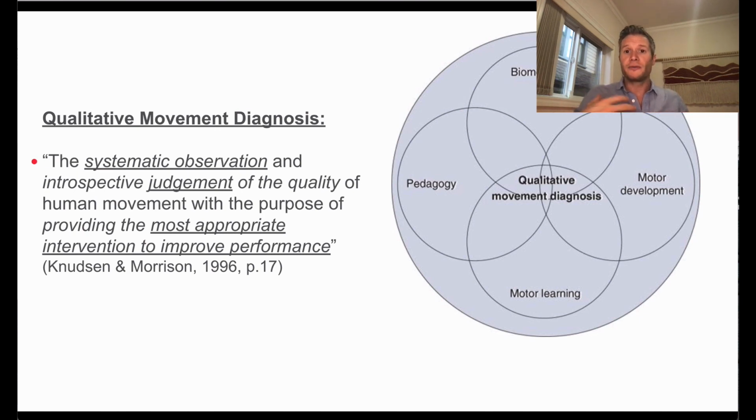Again, qualitative means using descriptive terms. So the introspective part and the judgment comes from inside the observer. Judgment of quality of human movement with the purpose of providing most appropriate intervention to performance. So if you think about it, this is really what you're after with your models, right? You want to systematically observe something. You'll end up making a judgment and then figuring out how to intervene to improve performance.